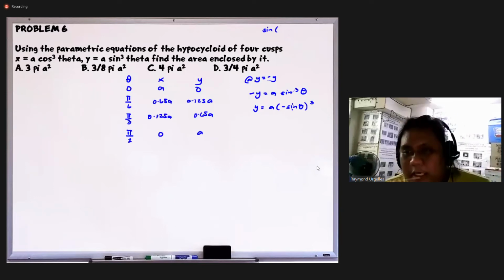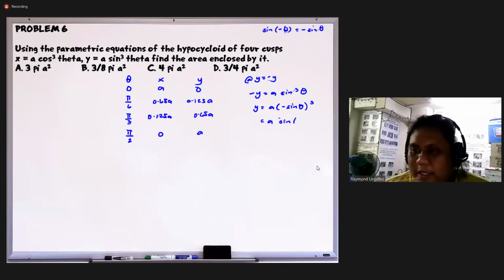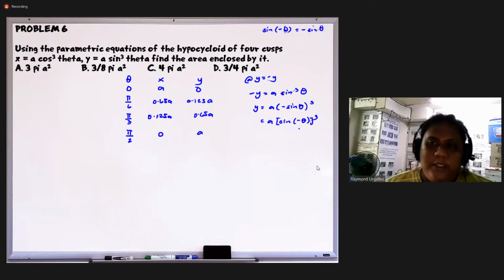Ano ba yung magbibigay sa atin ng negative sine of theta? So I think the sine of negative theta. Diba? So again, this will give us a negative sine theta. Okay, so therefore pwede natin itong gawing a times sine of negative theta, so then this will be raised to the third power. So as you can see dito sa equation na to, yung theta napalitan lang ng negative theta.